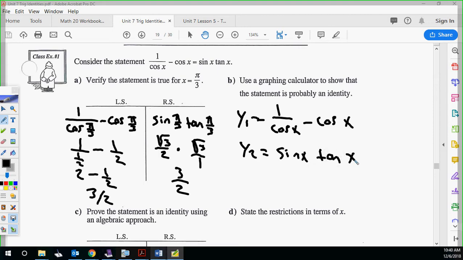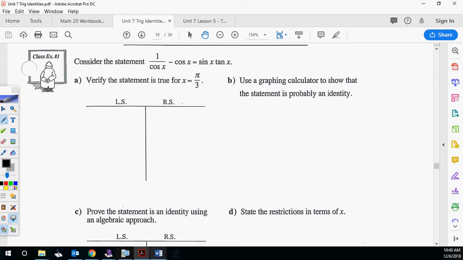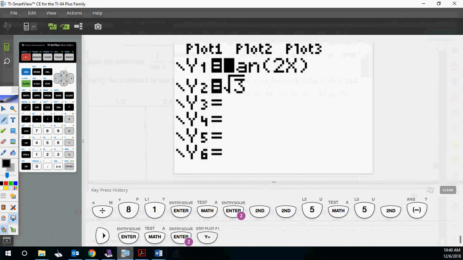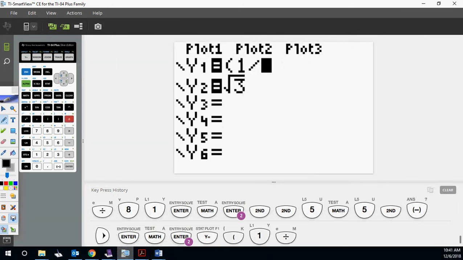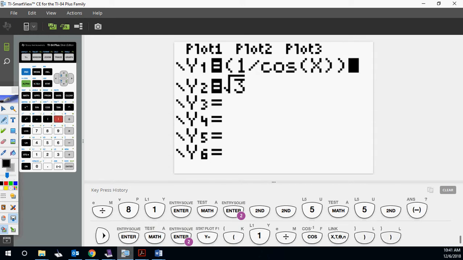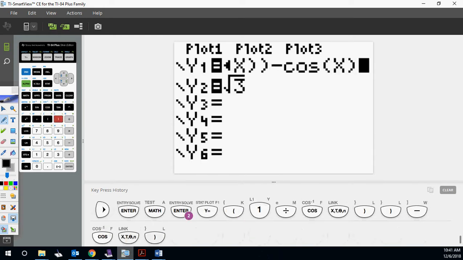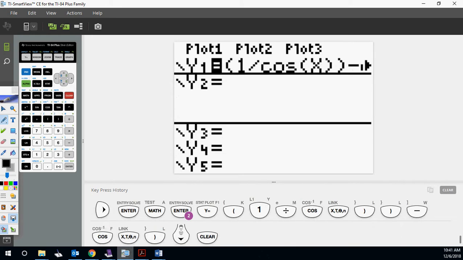So let's go ahead and look at that. Does everybody have this if they need it? Okay, let's go ahead and put it in the calculator. I'll make sure my right mode's here, but I got 1 divided by cos x, bracket, minus cos x. Okay, we're going to go down, we're going to clear. We're going to do sine x, tan x.